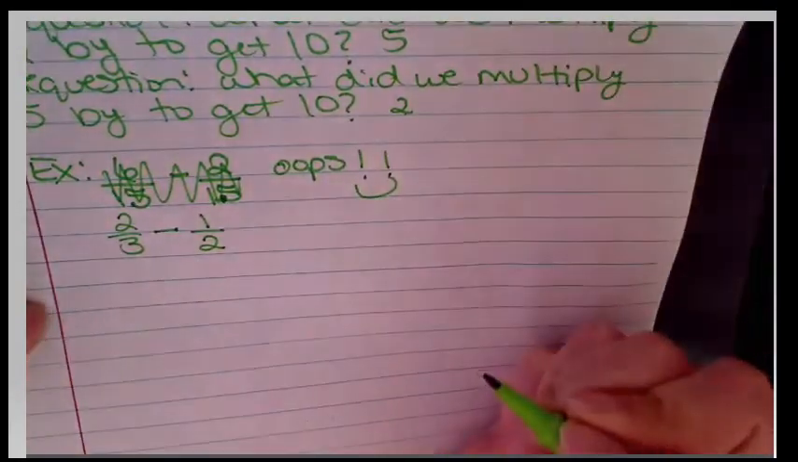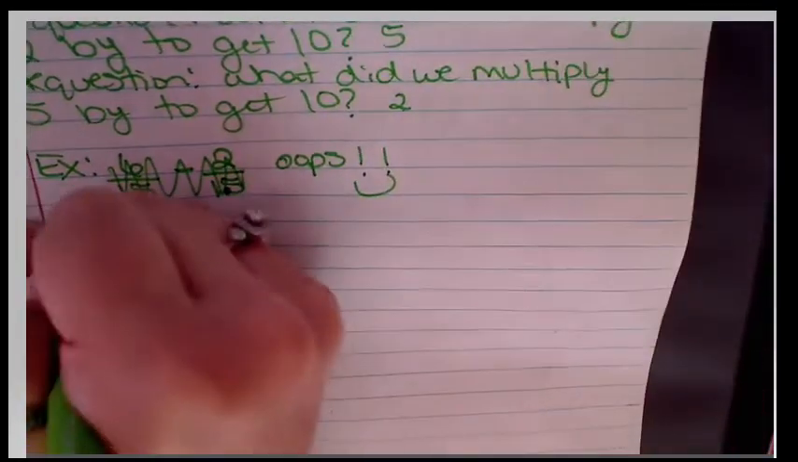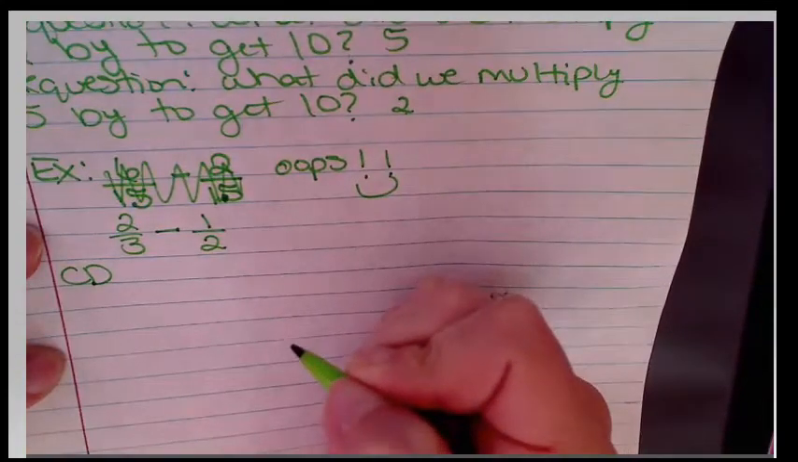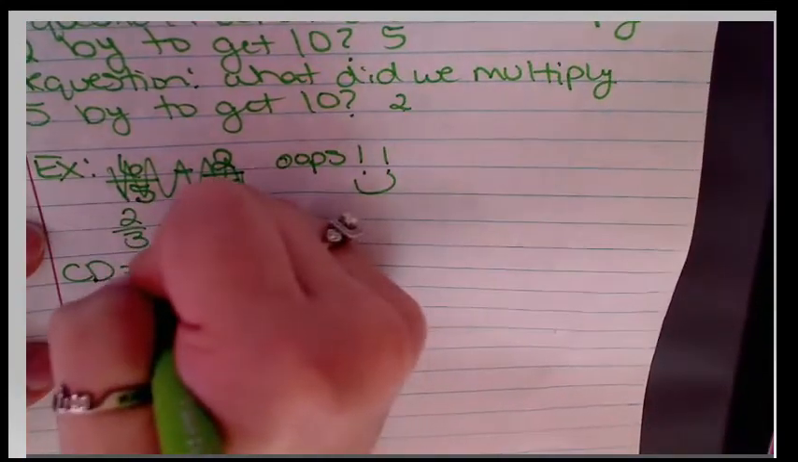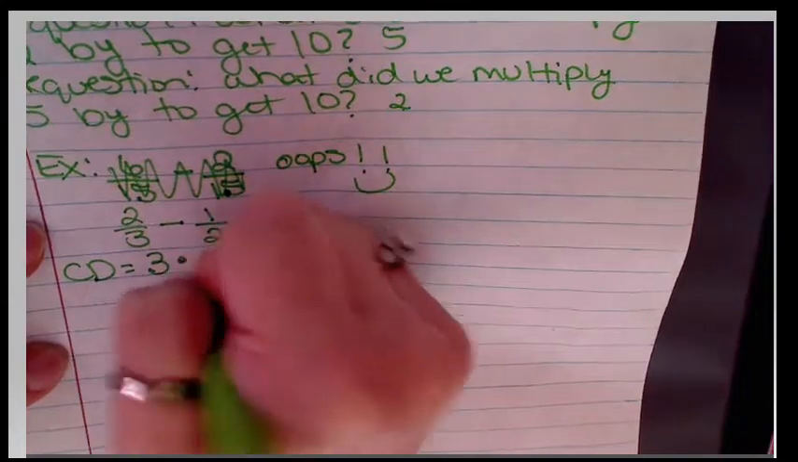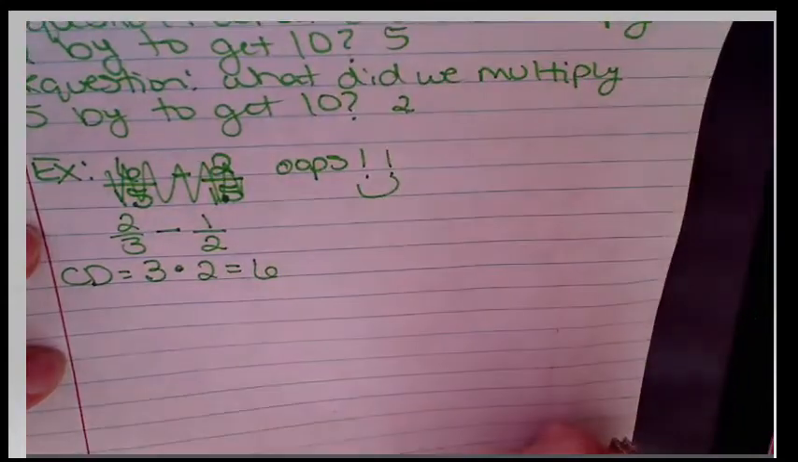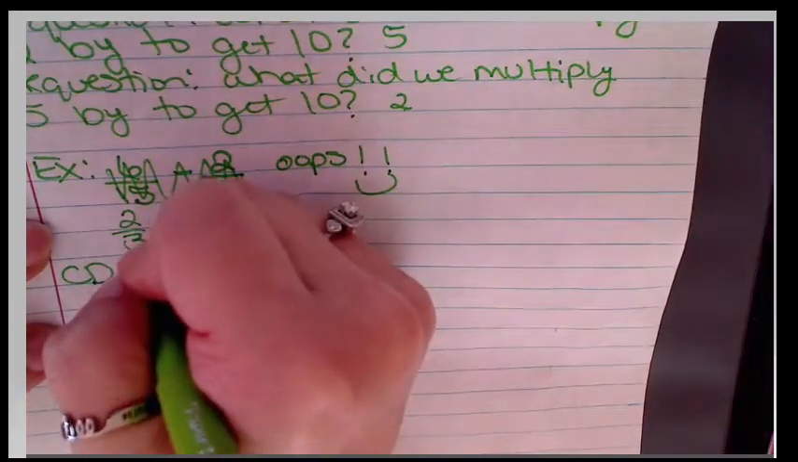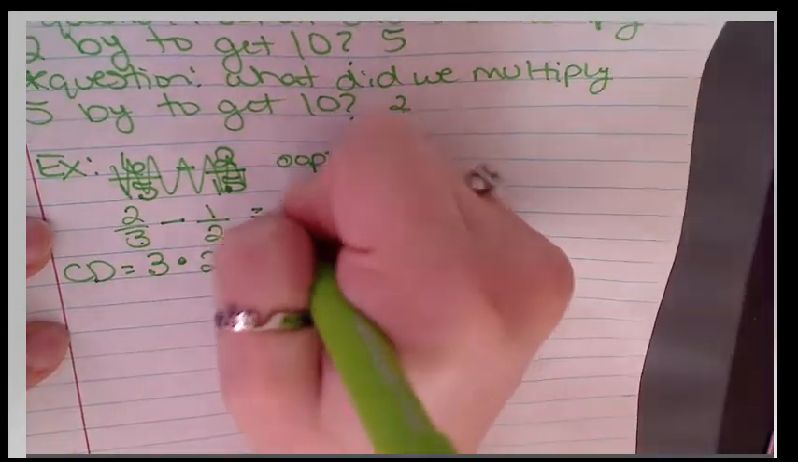We need to get our CD, our common denominator. So we're going to take our bottoms, which are 3 and 2, and that'll give us 6. Okay. So to get 6, we took 3 times 2, so that means we need to take 2 times 2 for 3 times 2.